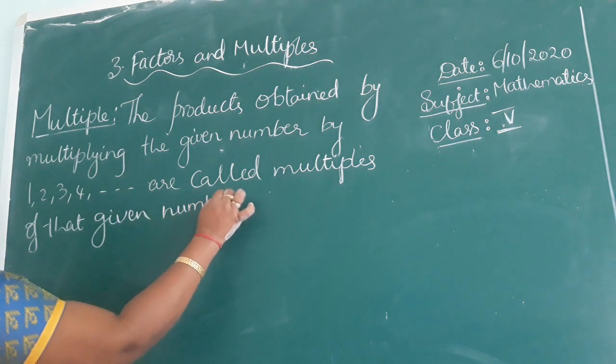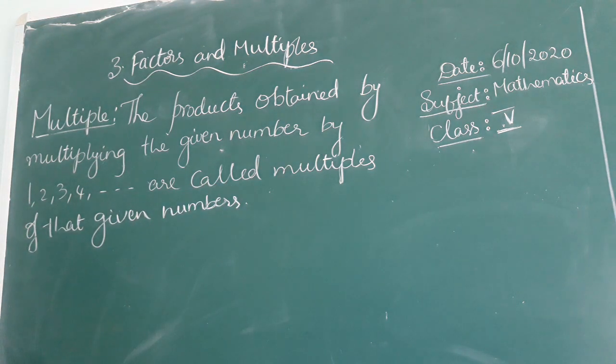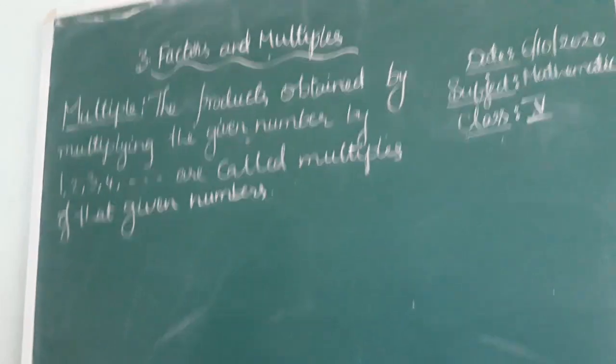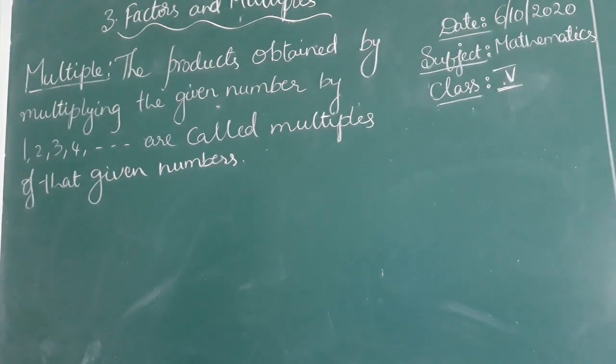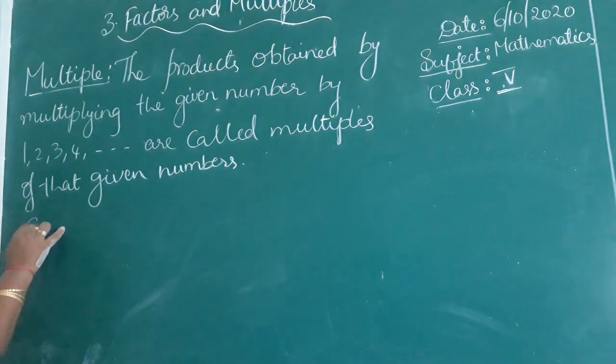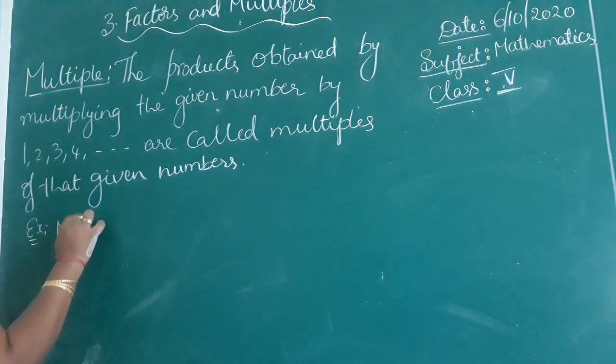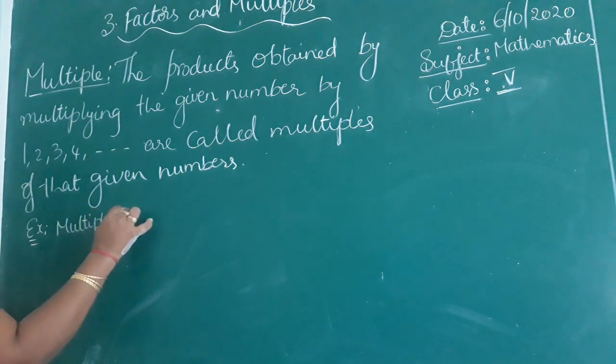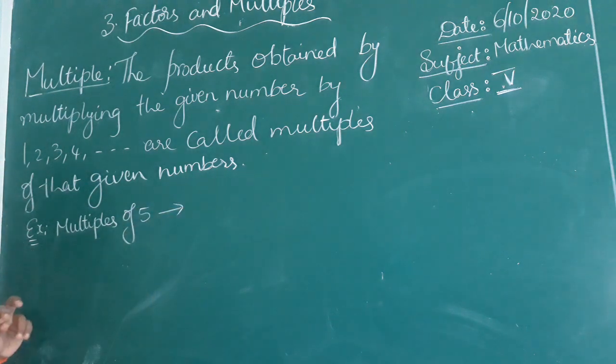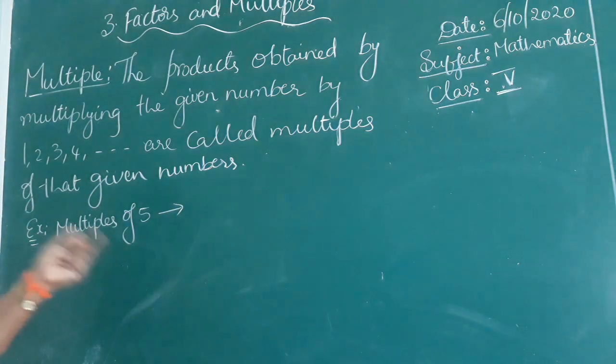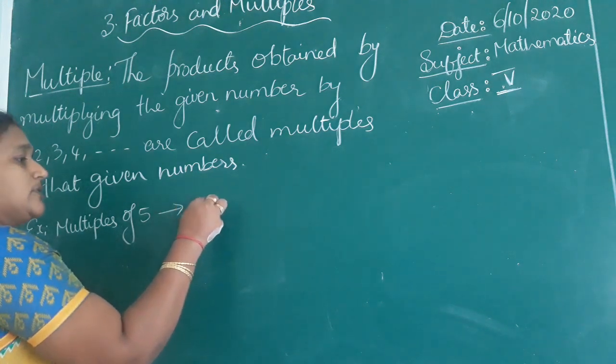What it means, I will explain to you. See this. The products obtained, if you multiply the given number with 1, 2, 3, 4, are called the multiples of that given number. How will we write the multiples of a number? Now let us learn about that. For example, now I am going to write the multiples of 5. By multiplying this given number 5 with 1, 2, 3, 4 and so on, I can get the multiples of that number. So, what are the multiples of 5?